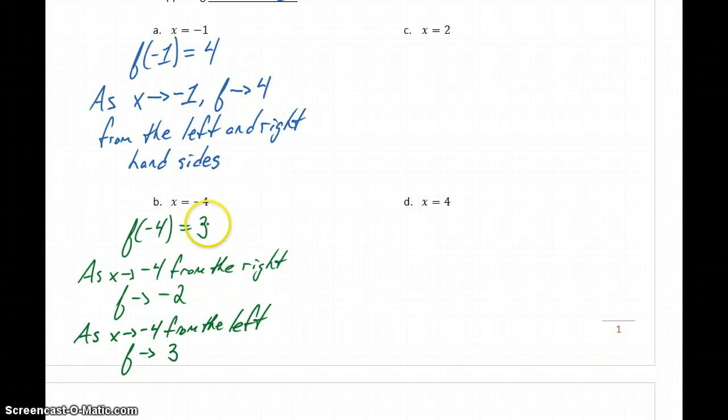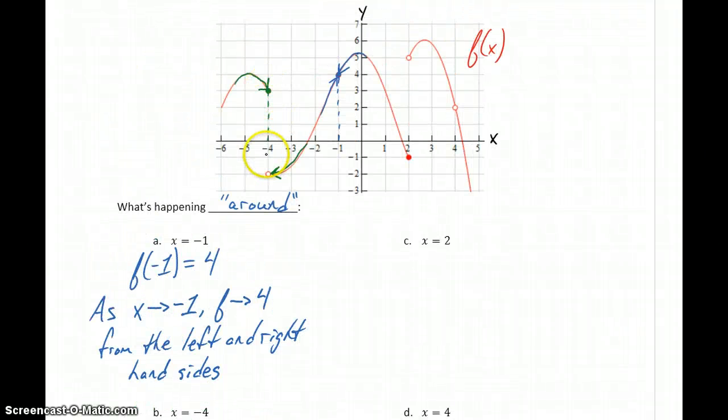In example B here, the function value matches up with one of those values as we approach from one direction, but not from the other. And that has the potential to happen anytime we have holes or breaks in our graph. So let's go on, looking at what's happening around x equals 2. So x equals 2, again, we would trace down to this filled-in point because that's where our function is actually defined. So we can start off by simply noticing that f of 2, in this case, is equal to -1.